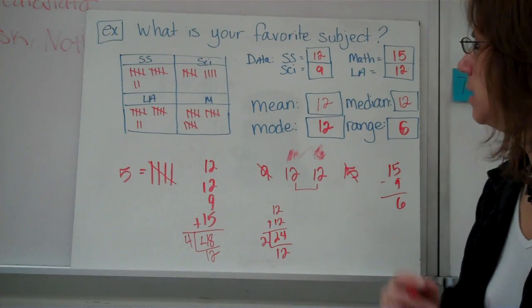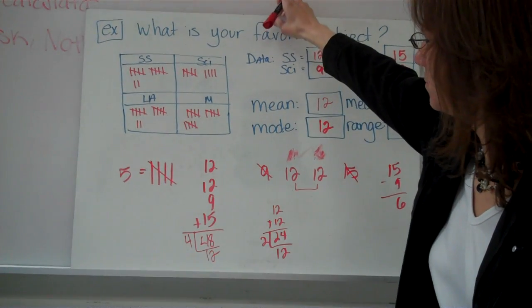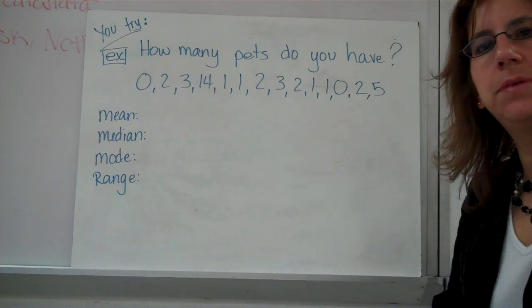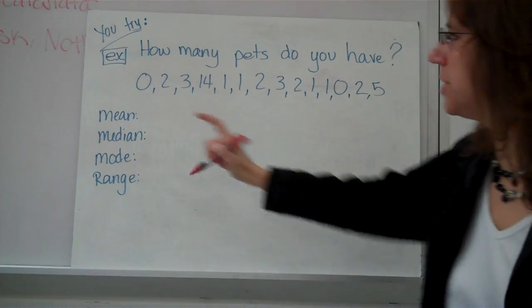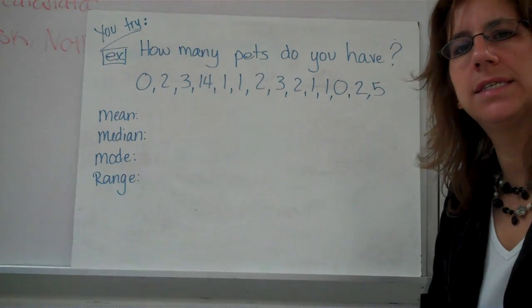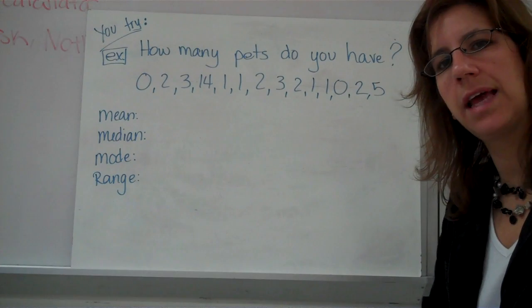Okay? All right, try one on your own. Pause the video, jot down the pieces of data, and then see if you can find the mean, median, mode, and range, and make note of any outliers that you might see. And then come on back and we'll go over it together.